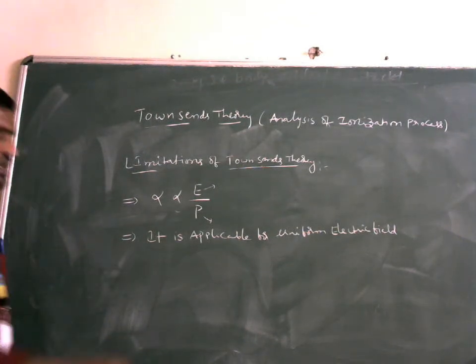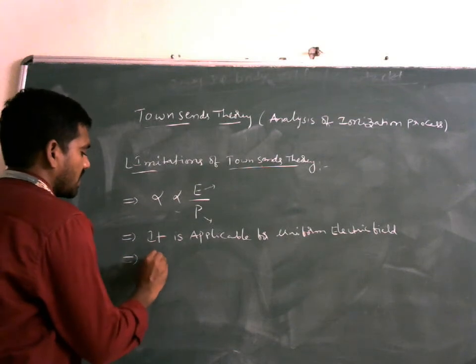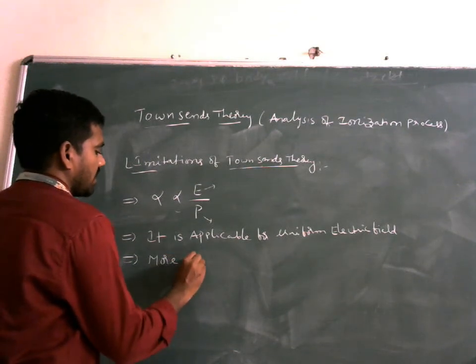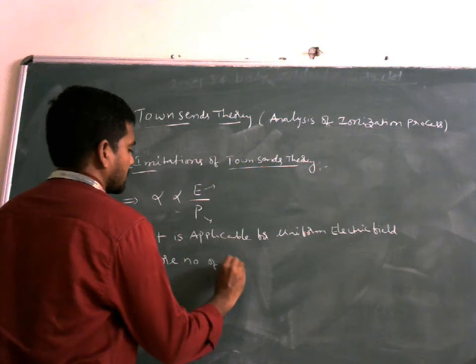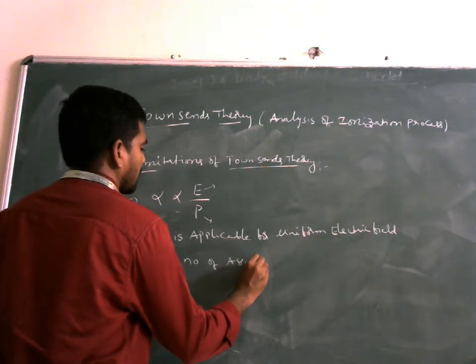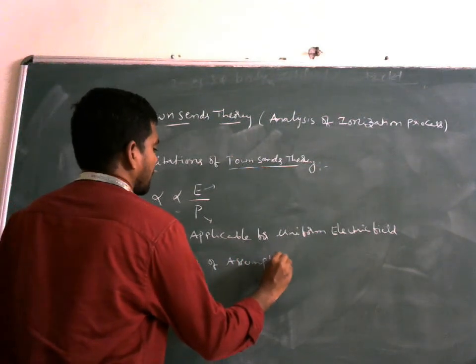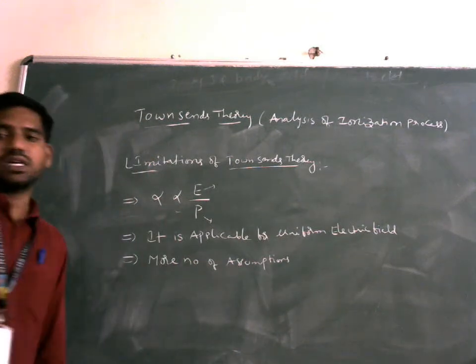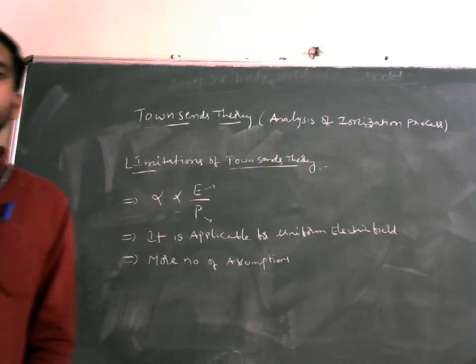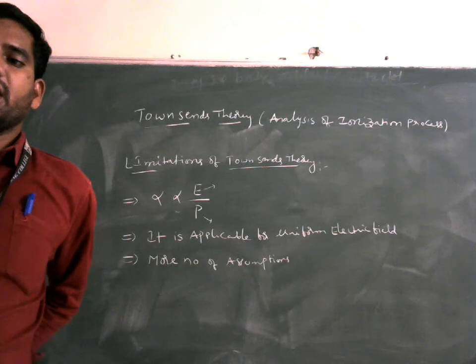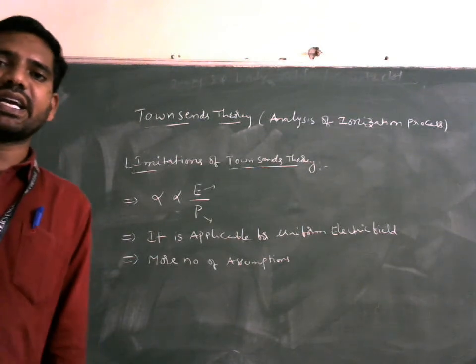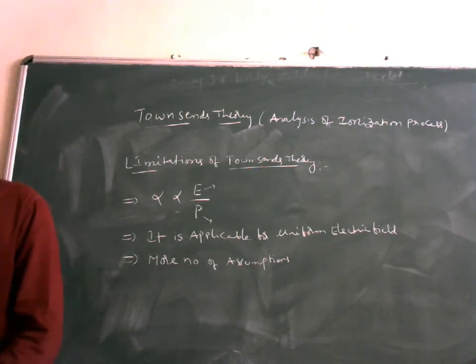The third point is that it has a large number of assumptions. Why? Because whenever we derive Townsend's theory, we consider primary, that means initial, conditions and secondary conditions.